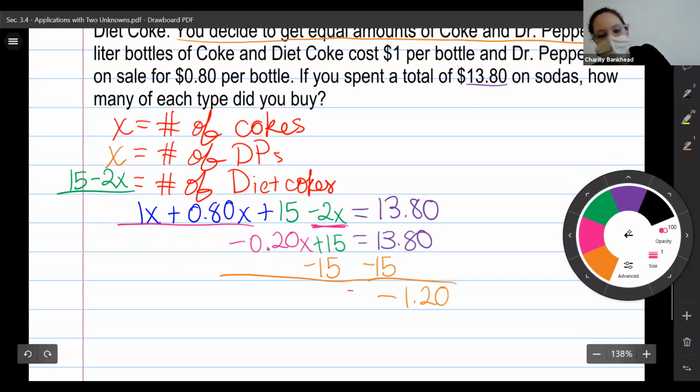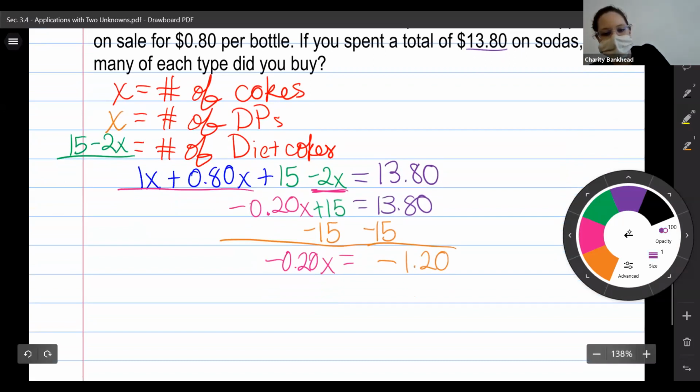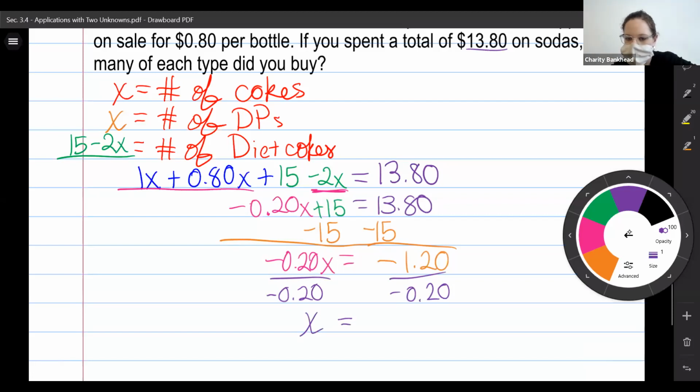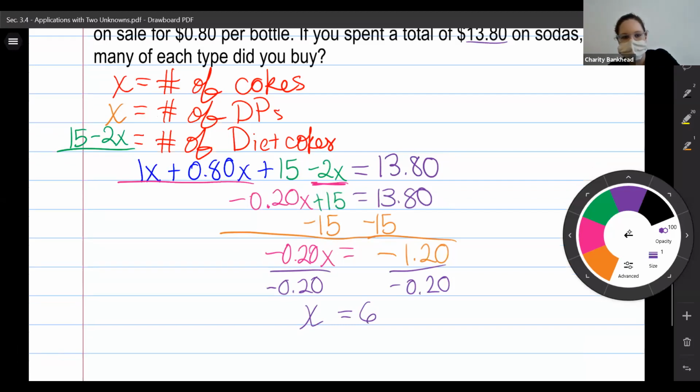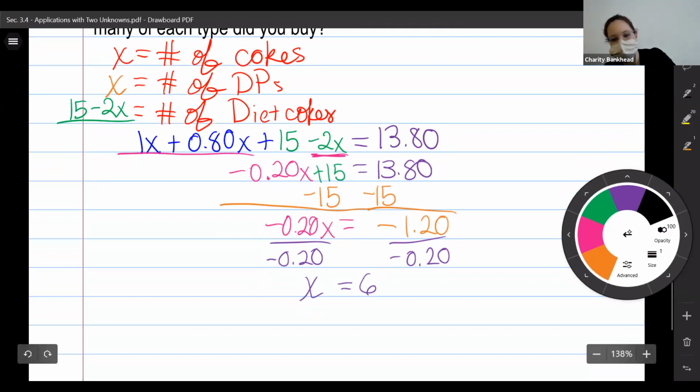So negative 20 cents x equals negative 1.20. And then I'm going to divide both sides by negative 20 cents. So I know that's going to be positive. So how many times does 20 cents go into $1.20? That would be 6. So x is equal to 6. So that means you have gotten 6 Cokes and 6 Dr. Peppers.